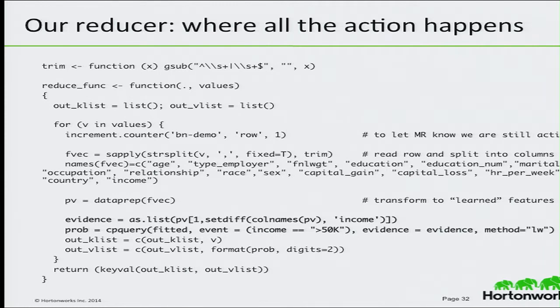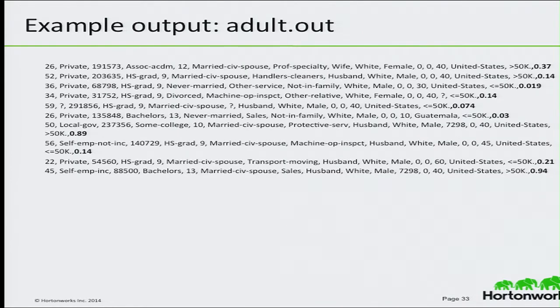And then the bottom part is what's important. I say, well, the evidence I have is everything other than the income. In this case, I don't have missing values, so I'm taking everything as the evidence. And I'm saying CPQuery, give me the likelihood of something above 50K, and outputting that result in addition to the original values. And this is what it will look like at the output. If you see there's a number there, 0.37 or 0.14, that's the probability coming out of the network. And this is my output file.